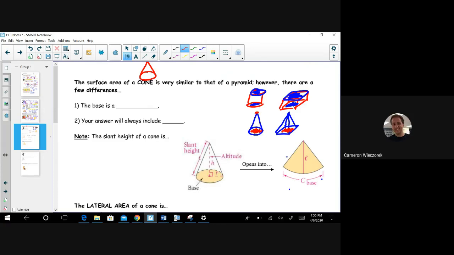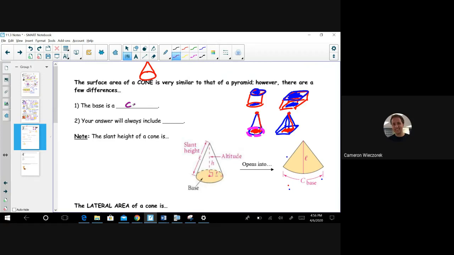They both have a vertex, and they both are going to have a slant height also, and a height. Okay? There's similarities, there's differences. The main difference is, again, there's a circle on the bottom. This is not a polygon. It has no edges, so we can't call it a pyramid. But it's going to behave very much like a pyramid.